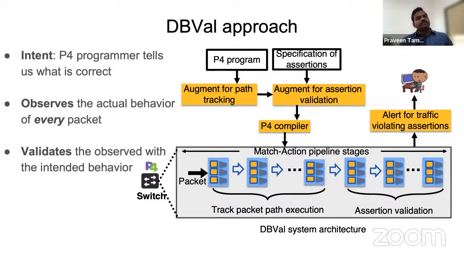On the left-hand side, you would keep track of the packet path execution, which captures the actual behavior, and assertion validation would compare the expected behavior that is derived from assertions with the actual behavior that we observed in the data plane. And if there is any mismatch, then the alert will be raised and informed.